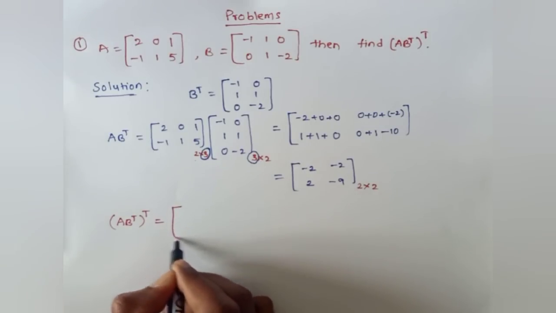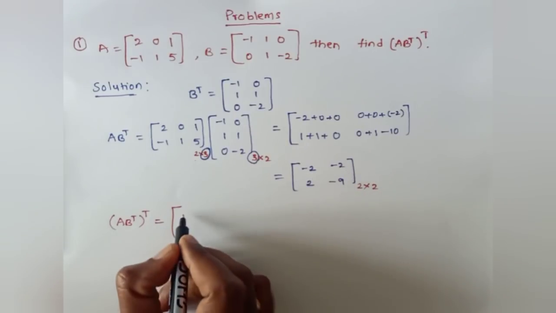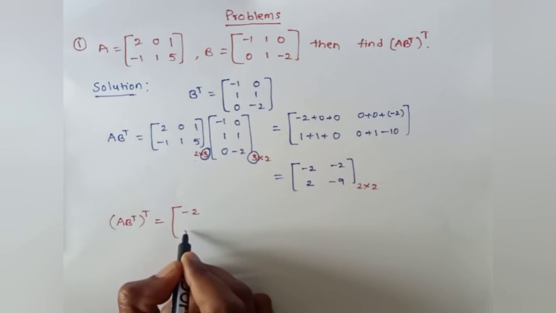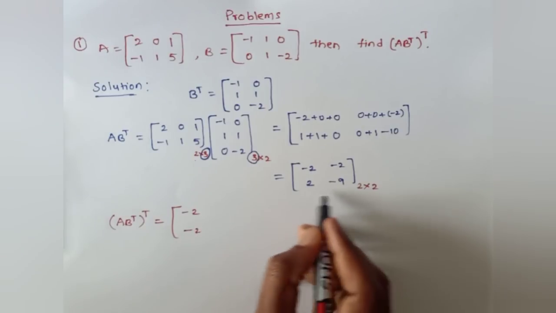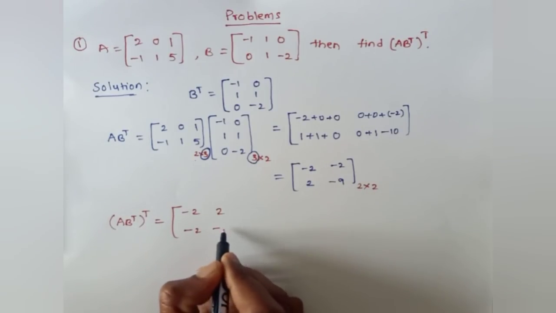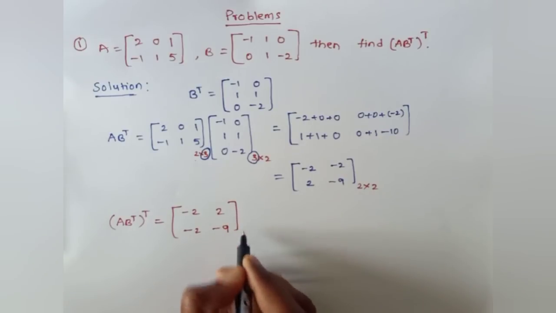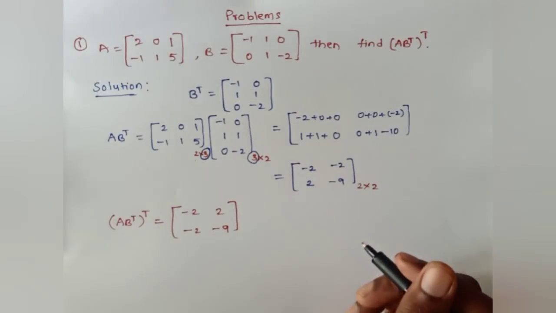Now, say this row is minus 2, minus 2, and this row becomes column as 2, minus 10. So this is the answer for the first one.